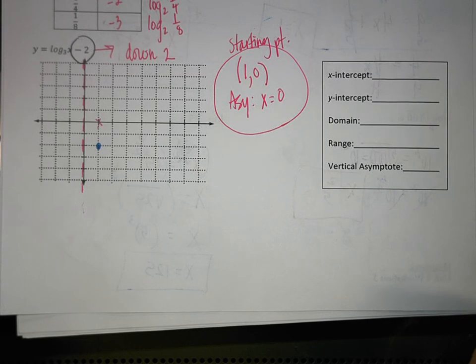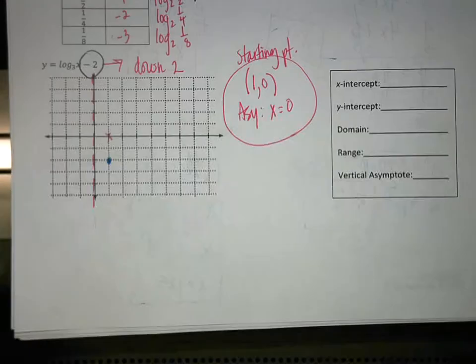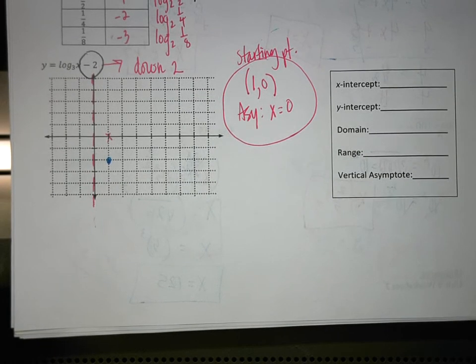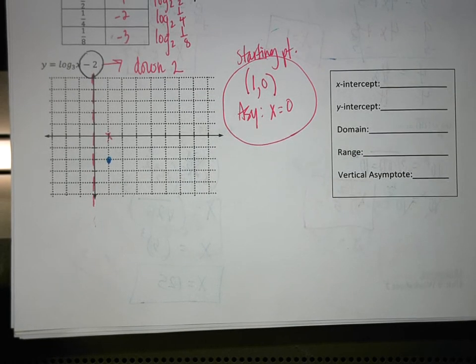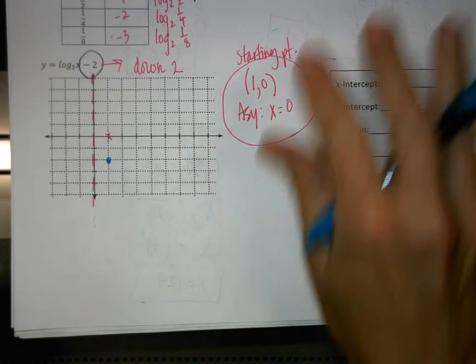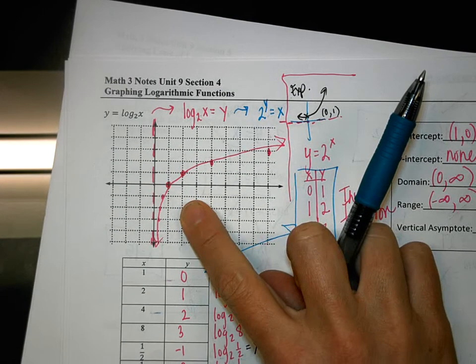Wait, why did you change the asymptote? I didn't change the asymptote because if you were to take this line and just move it down 2, it's going to still stay at x equals 0. The only time the asymptote will move is if we're translating right or left. Okay? Now, we have an idea what this graph looks like because all logarithmic functions look like this. Okay?